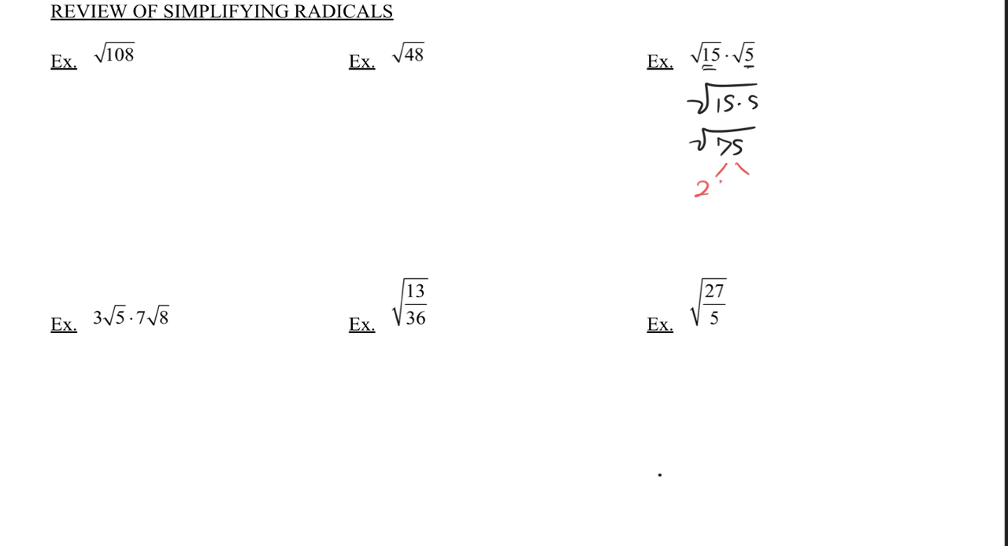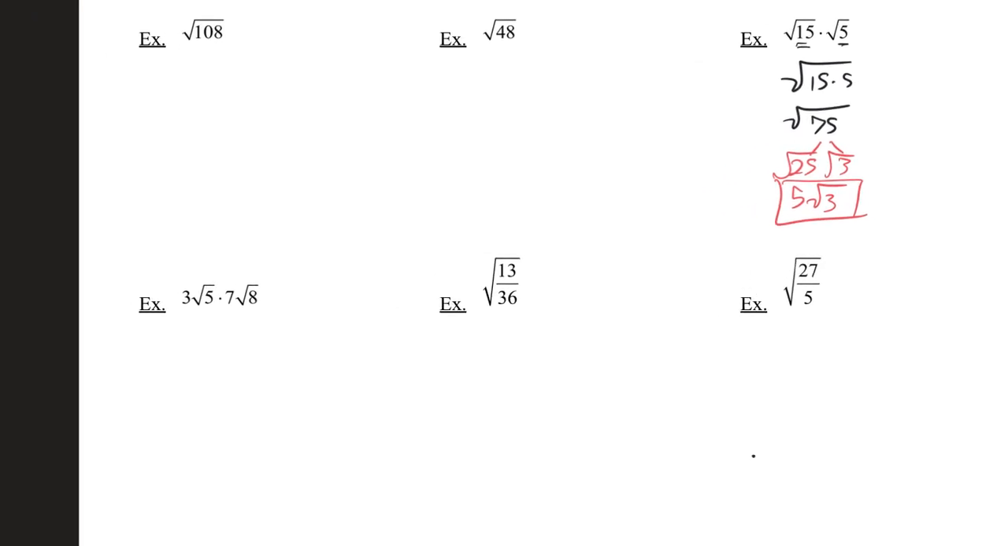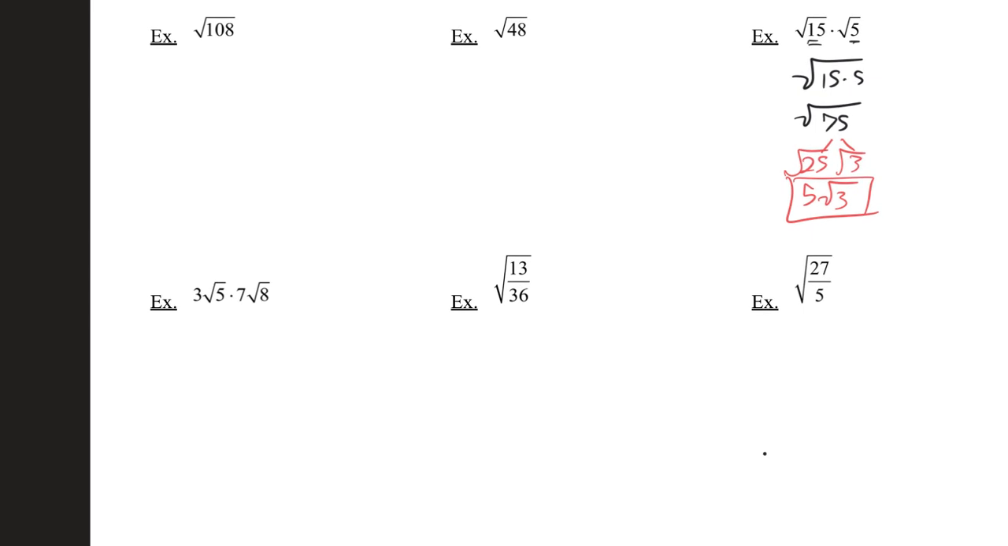So this would be 25 times 3. The square root of 25 is 5. The square root of 3 stays as a radical. Okay? So numbers inside can be multiplied together. Numbers outside can also be multiplied together, like in the next example. So I have 3 times 7 is 21. And then the square root of 5 times the square root of 8 would be the square root of 40.